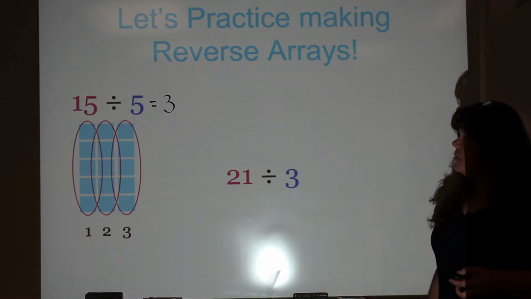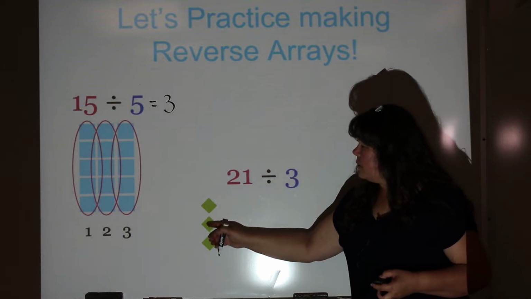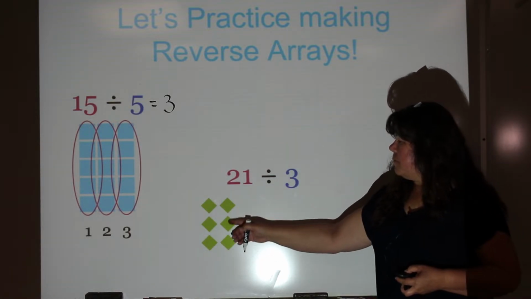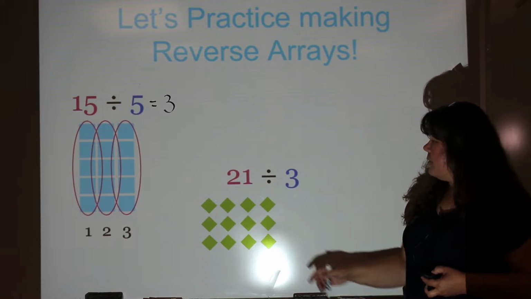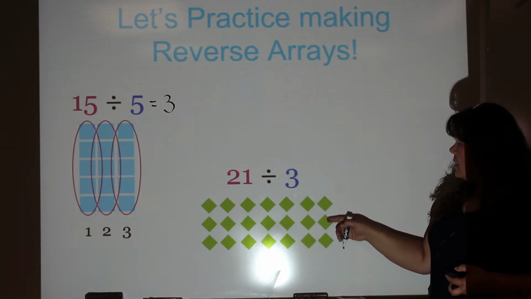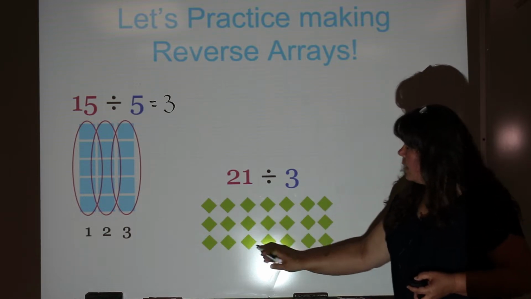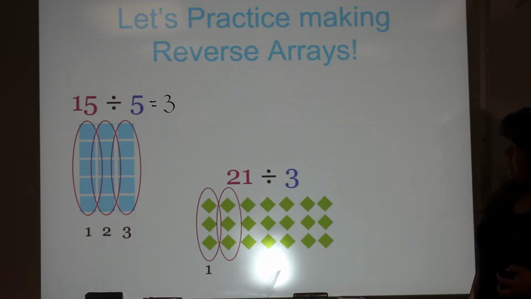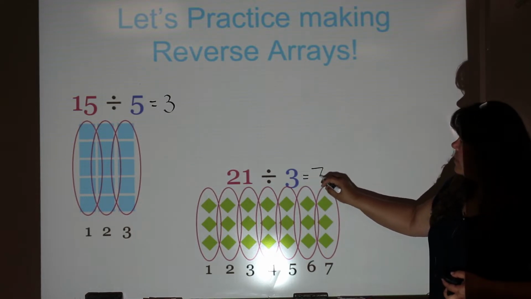Now I have another problem here, 21 divided by 3. So I'm going to be making columns of 3. 1, 2, 3, 4, 5, 6, 7, 8, 9, 10, 11, 12, 13, 14, 15, 16, 17, 18, 19, 20, 21. I'm done. Now I get to count how many columns I have going down. 1, 2, 3, 4, 5, 6, 7. So here, 21 divided by 3 equals 7.